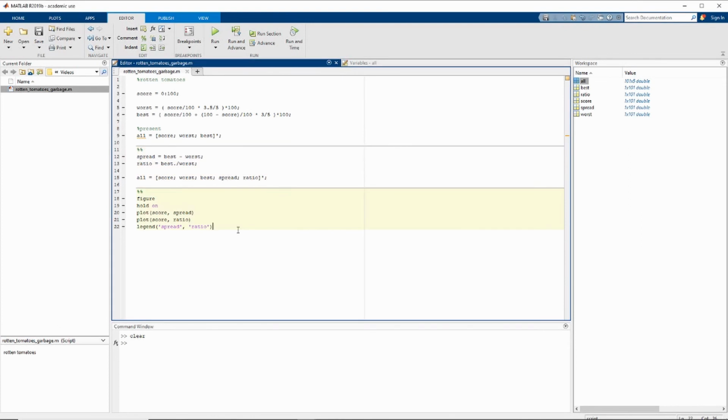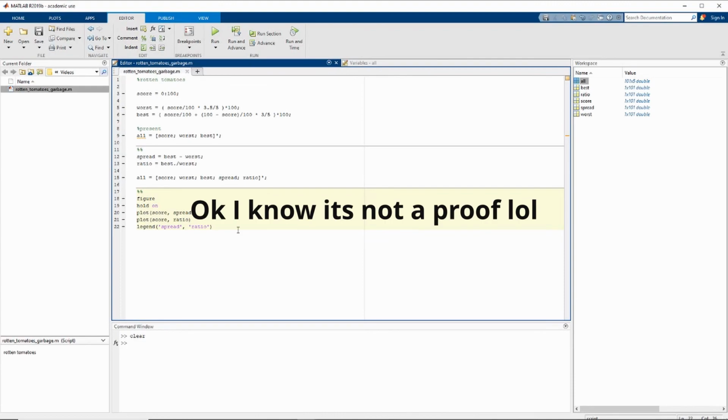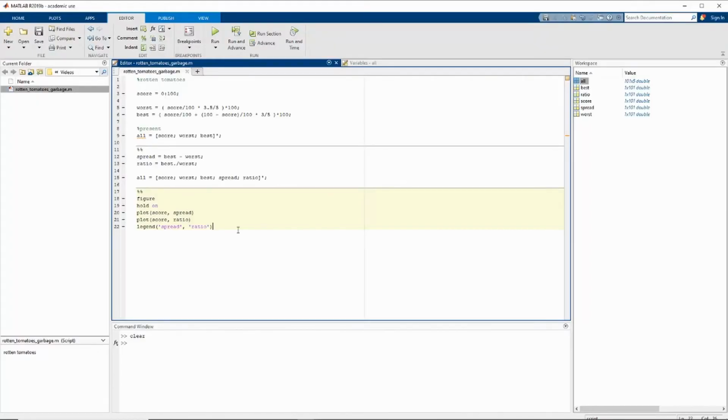Yeah, so that's it. Now you know the Rotten Tomatoes score is mathematically proven. Now I've shown you guys exactly the math behind why the Rotten Tomatoes score is completely garbage. It's totally useless. And now when you hear people say that, you know exactly why.